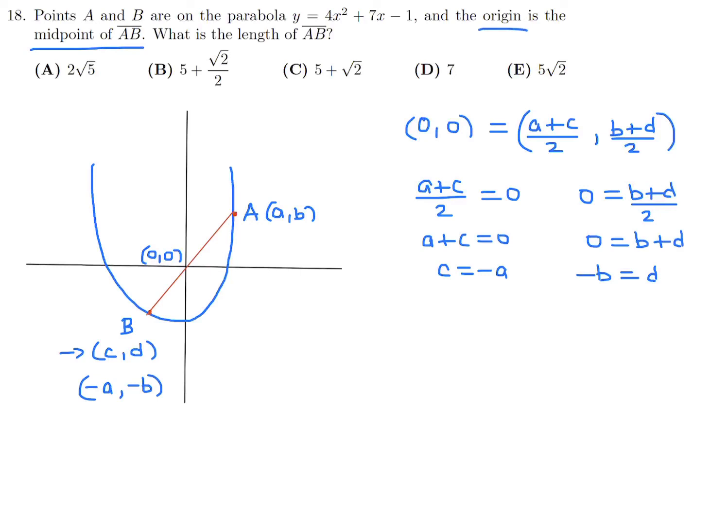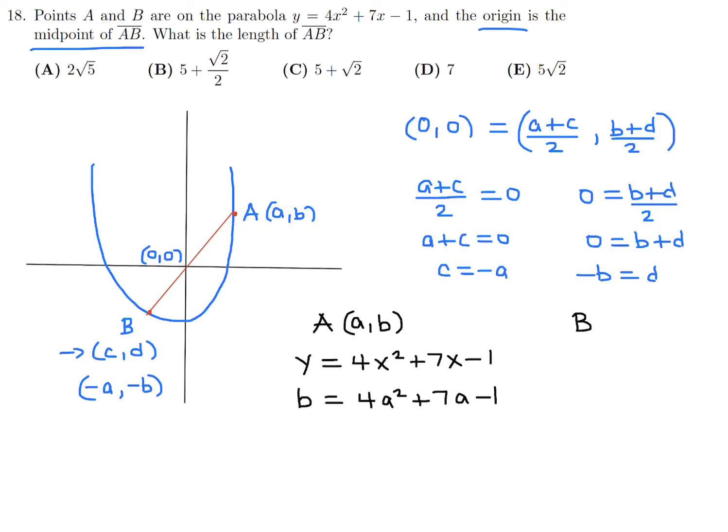One thing that we know is that both of these points A and B are on this parabola that they gave us. So we can substitute that in. First, let's start with point A, which is (a, b). It's on that parabola, and that parabola is y equals 4x squared plus 7x minus 1. So substitute our point (a, b), we get b equals 4a squared plus 7a minus 1. All right, it's about as far as I can go there.